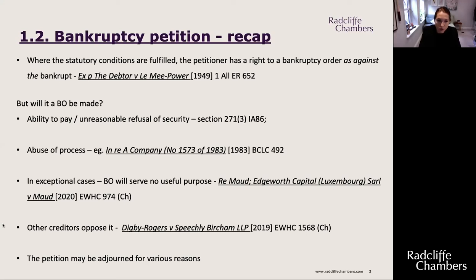Another example where a bankruptcy order may not be made is if other creditors oppose it. So where a petitioning creditor seeks the order, but supporting creditors come out of the woodwork and for whatever reason don't want the order to be made. And we'll be looking at that scenario a bit later. But of course, it might be the case that the order is neither made nor the petition refused, and the court instead decides to adjourn the petition.